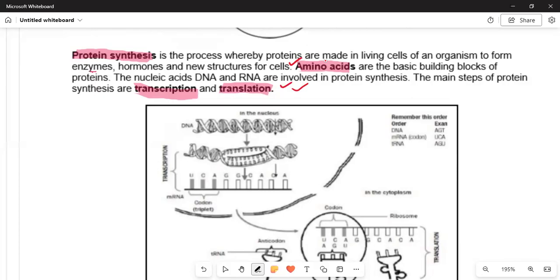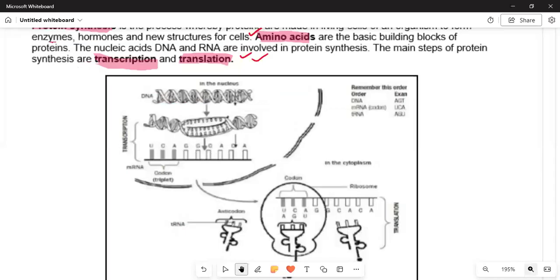Because the cell carries life. We are saying that amino acids are the basic building blocks of the proteins, which are the monomers. And then the nucleic acids, the DNA and the RNA, are involved in the protein synthesis. The main steps of the protein synthesis are transcription and translation. Transcription and translation are the two major concepts which we will later learn in this structure and how they can be asked in the examination.